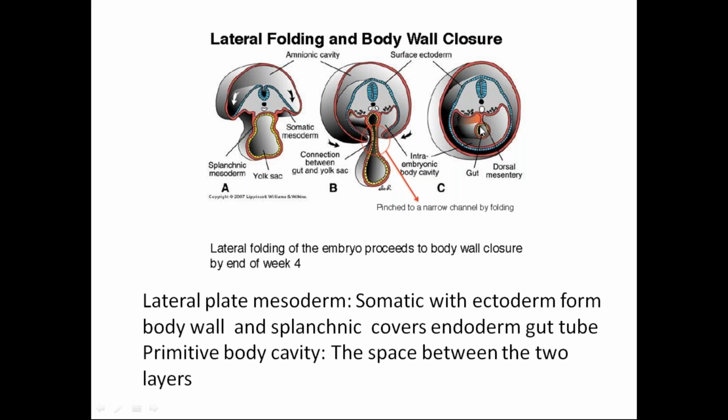This gut tube, which the endodermal yolk sac enters, is going to form the gut tube, and the gut tube has three parts: the foregut, the midgut, and the hindgut. The part which we are seeing out here is the midgut part. The foregut part is proximal.